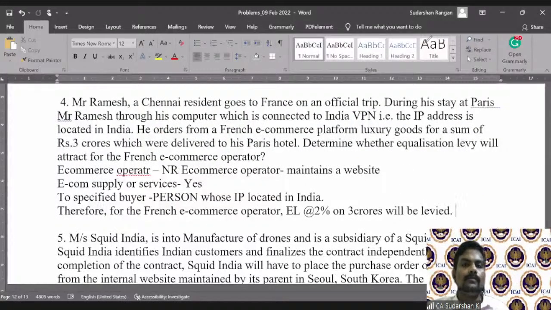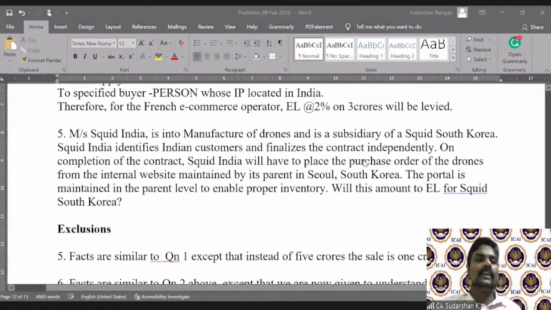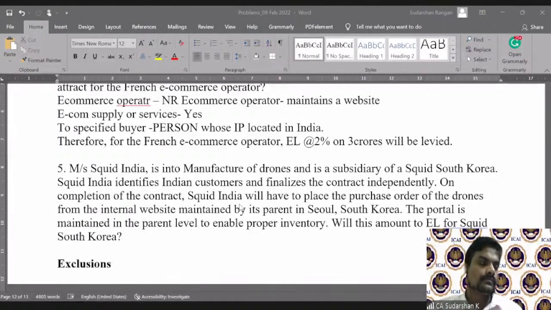I hope it's clear as of now. One final variant, which will give the wider scope again of attractability of equalization levy. Let's go to question number 5.